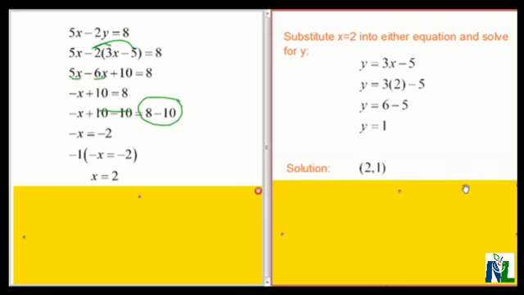So the solution to this system is x equals 2, y equals 1.